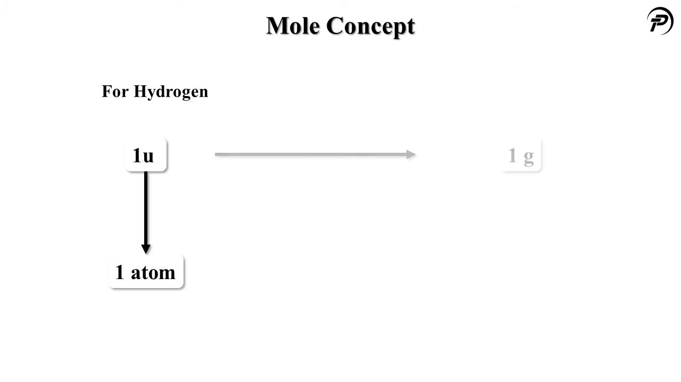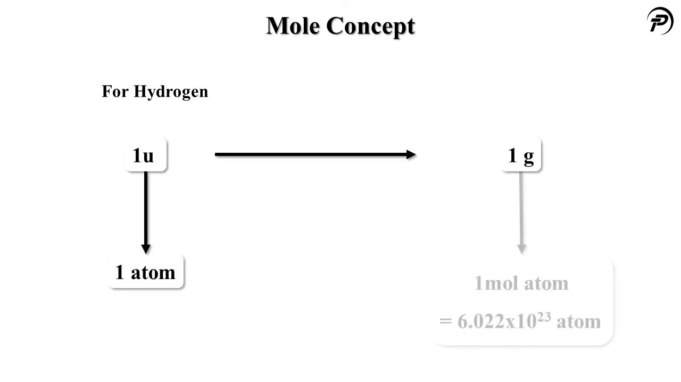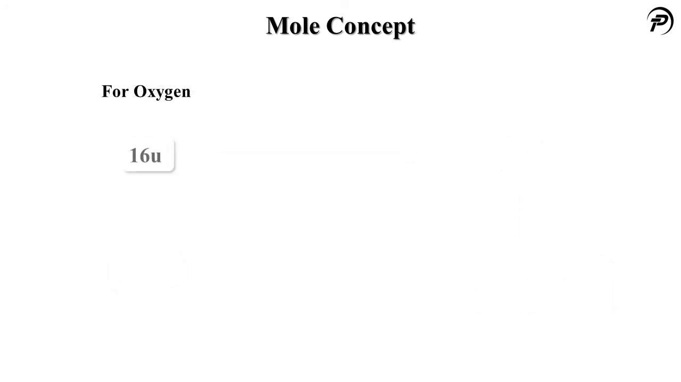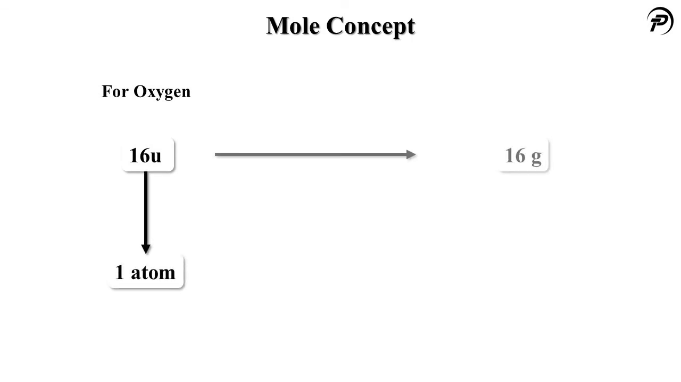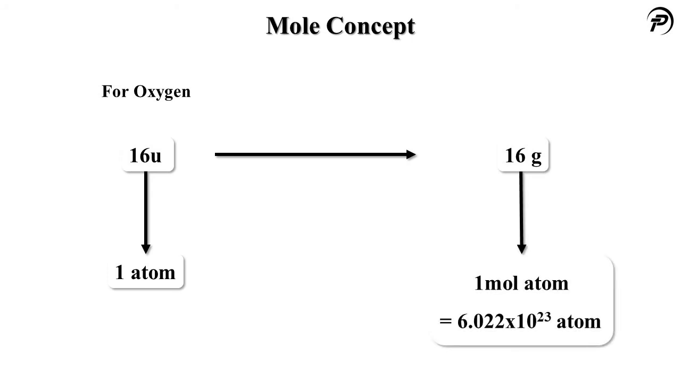This relation can be simplified with examples. For hydrogen, 1 u of hydrogen is 1 atom, and 1 gram of hydrogen has 1 mole of hydrogen atoms, which is 6.022 into 10 raised to the power 23 hydrogen atoms. Similarly, for oxygen, 16 u of oxygen is 1 atom, and 16 gram of oxygen has 1 mole of oxygen atoms, which is 6.022 into 10 raised to the power 23 atoms.